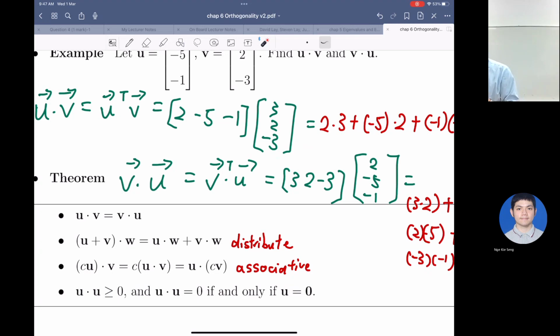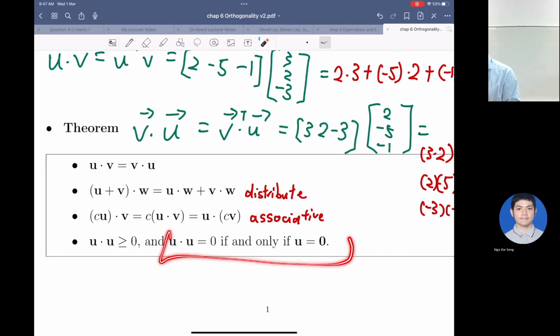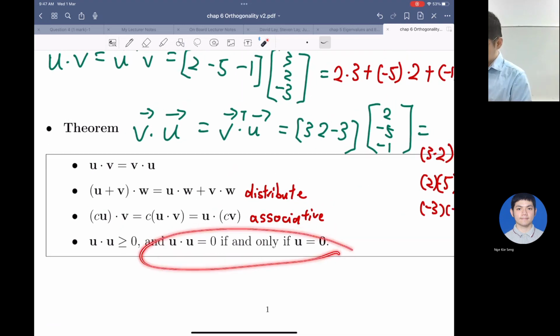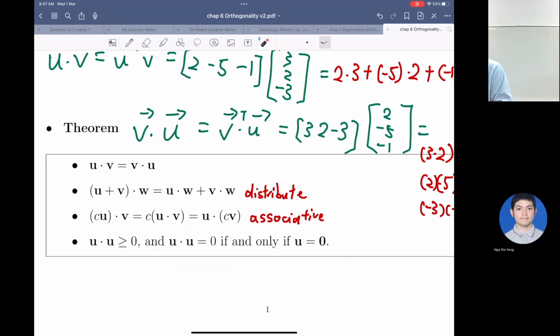You may or may not study more maths, but this part here is very important for mathematics. u dot u is 0 if and only if u equals 0. Because in Einstein relativity, there's something where, when they're dotted together, they are not equal to 0, but when they dot together, they get equal to 0. That's all.